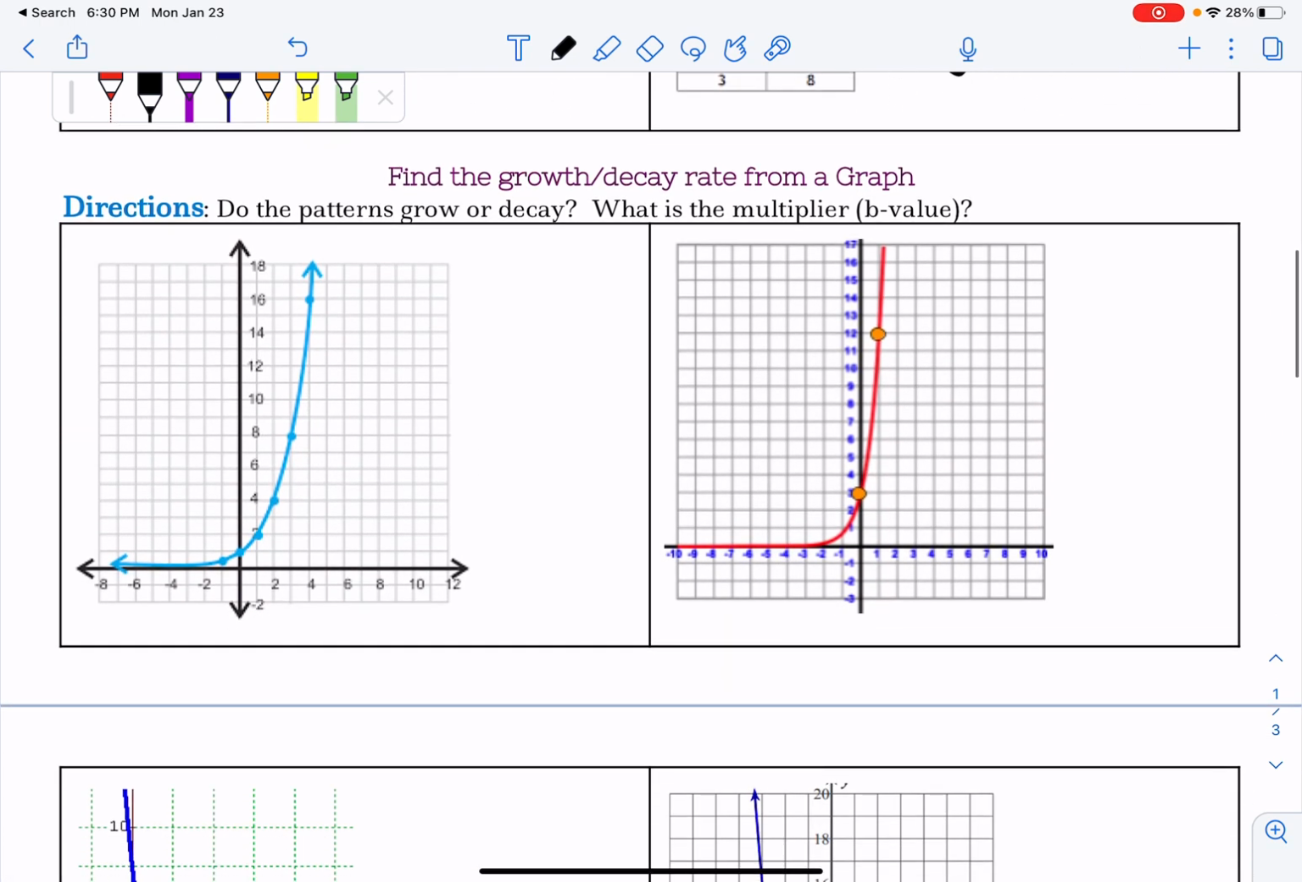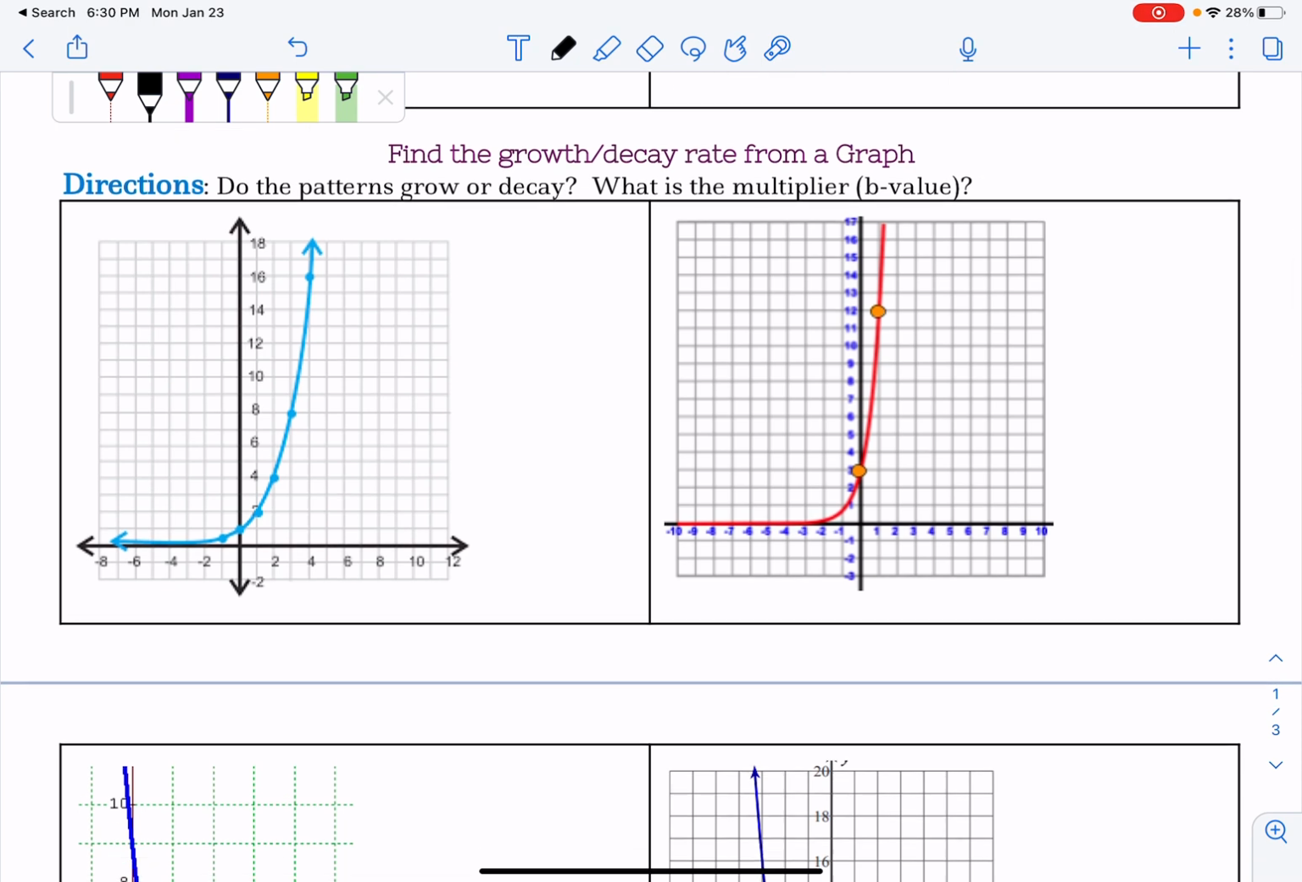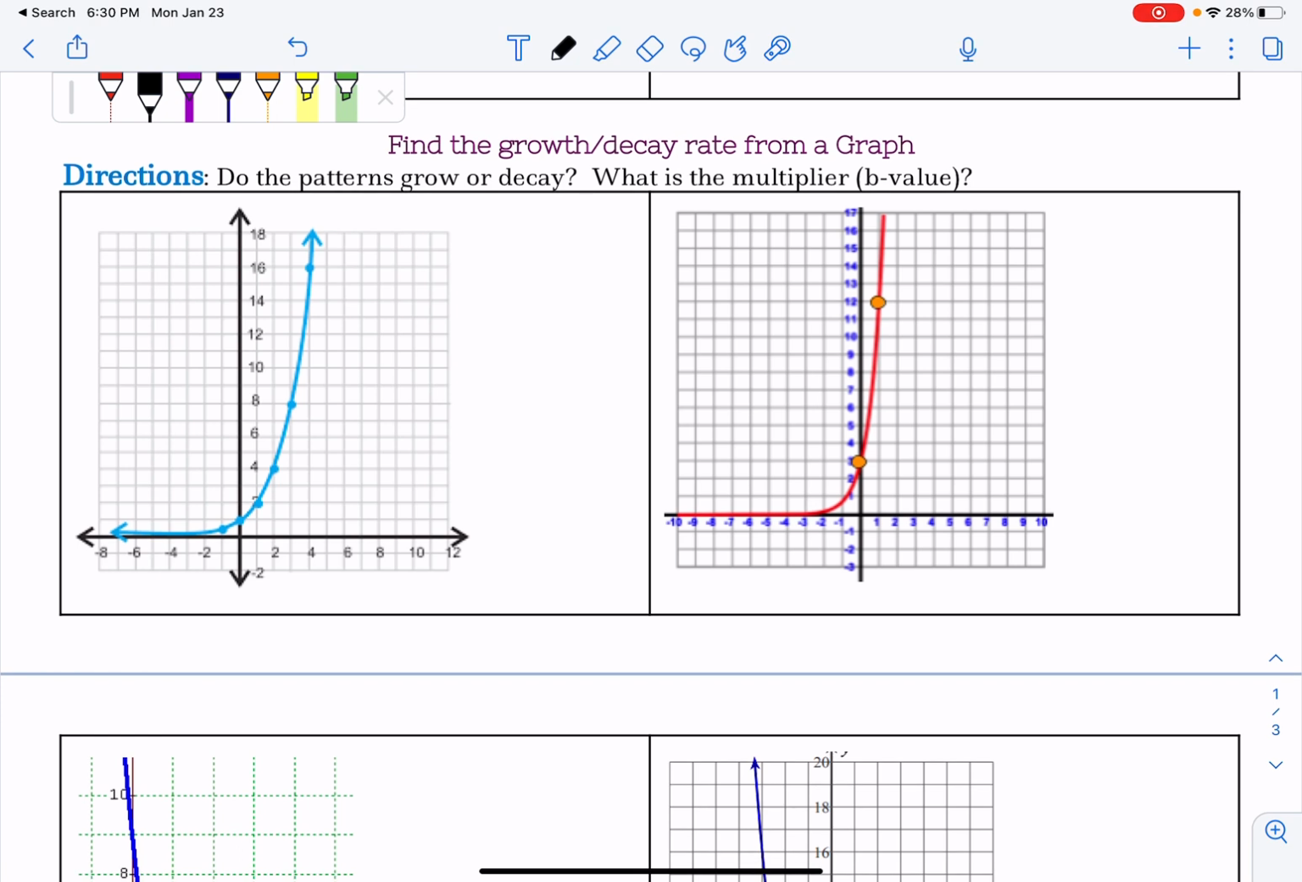If you're using a graph to determine this, you can look at the shape of the graph and, reading left to right, determine if we're increasing or decreasing over time. As I read this first example from left to right, my y values are increasing. If they are increasing, this is growth. Then to determine the multiplier, we can look for the pattern. To go from 0, 1 to 1, 2, those 2 points there. So the 2 points I just saw were 0, 1 and 1, 2.